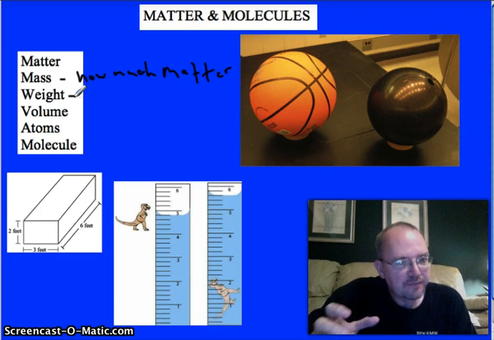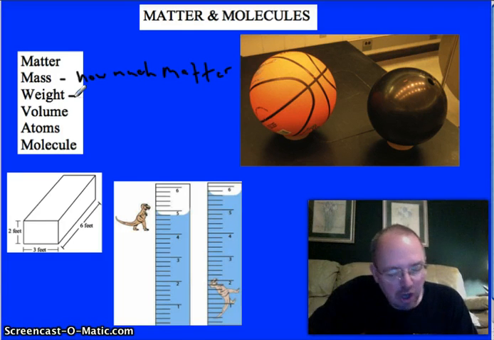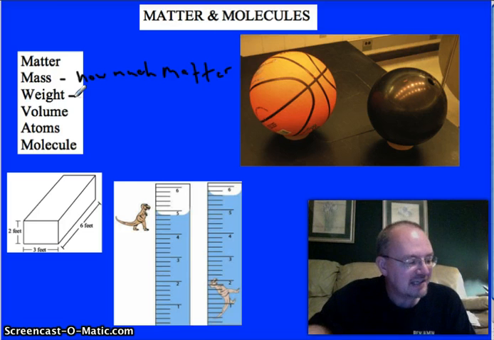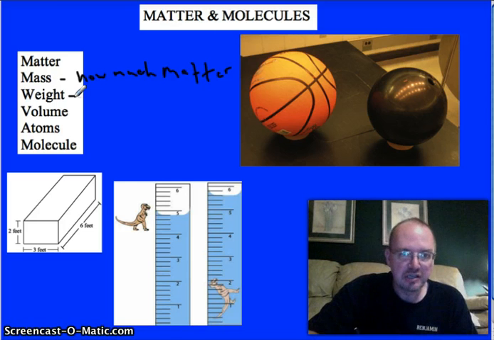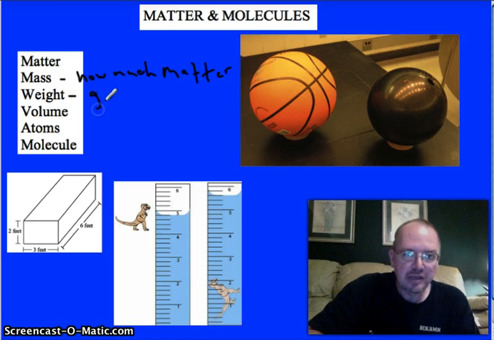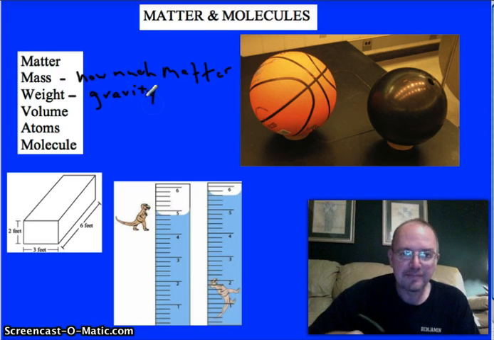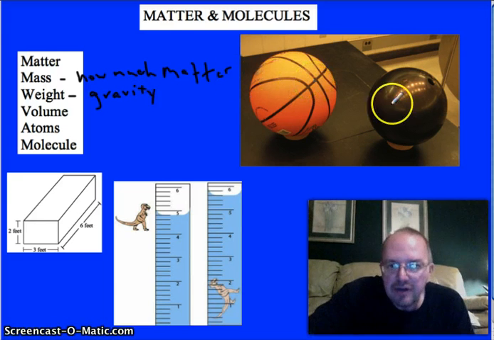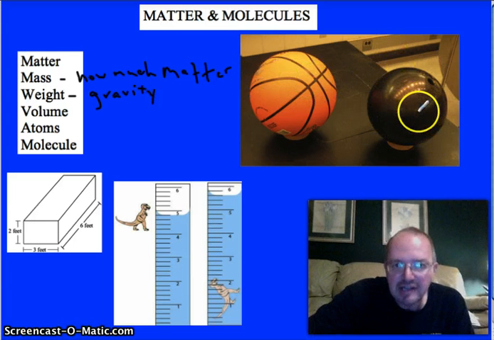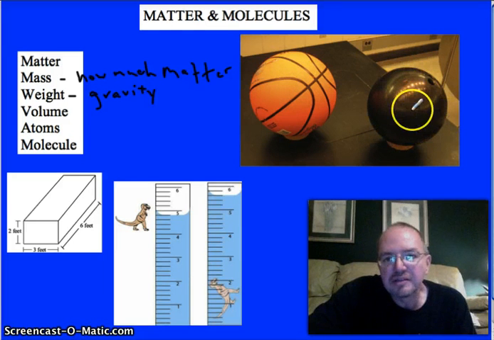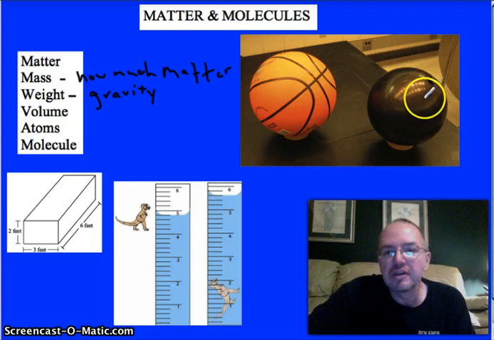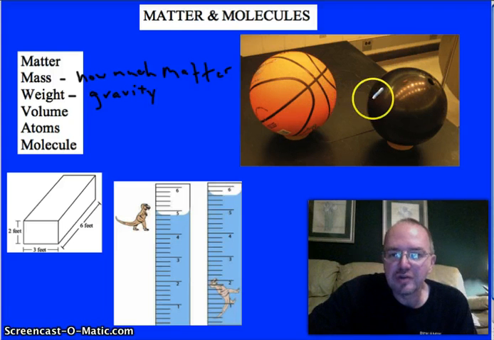Weight is different from mass, even though it's close to being the same thing. Weight is the downward pull of an object due to gravity. Gravity is what determines something's weight. What determines something's mass is what is inside it. I just have a strange example here because one's very light and one's very heavy.